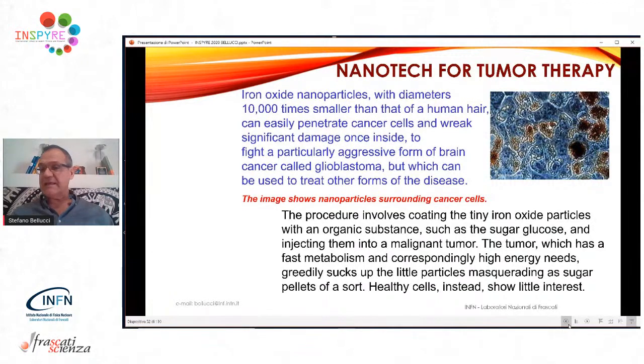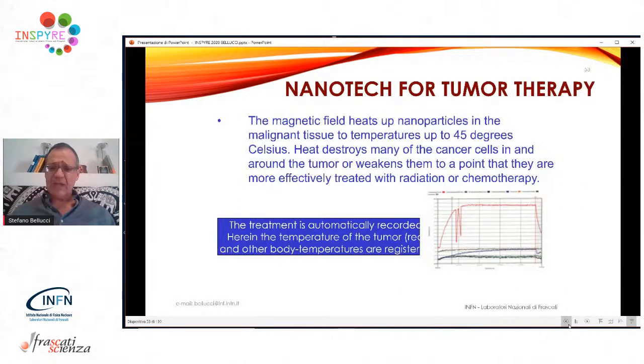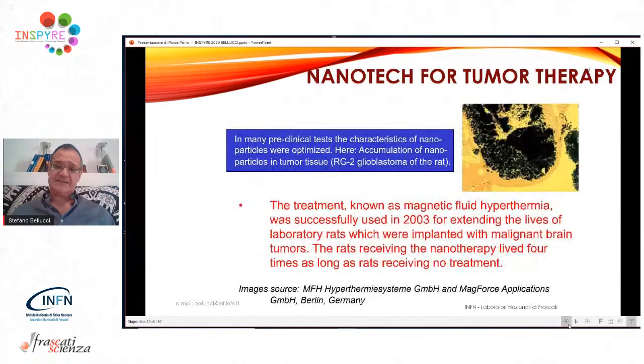Now, it's very easy to send the magnetic particles only to the sick cells, only to the affected cells, by coating them with sugar. Sugar is, of course, energy, and tumor cells are fast replicating, so they need to suck up, to ingest, a lot of sugar. So they do that. Then, by oscillating the magnetic field, we can increase the temperature, as is recorded in this graph, up to 46 Celsius. Here you see preclinical tests of glioblastoma.